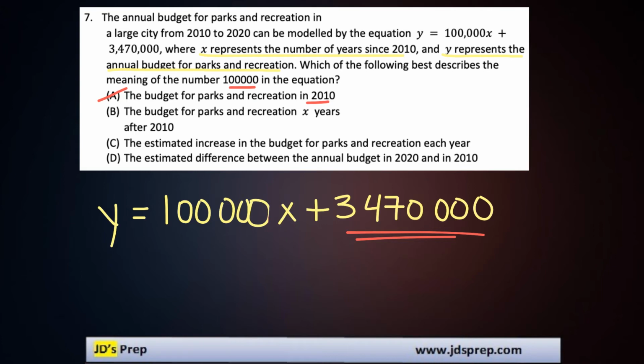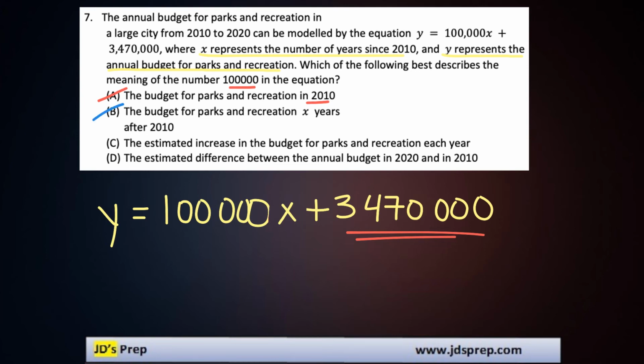Option B states that 100,000 represents the budget x years after 2010. That also doesn't make sense. I mean, for example, if it was, let's say, 5 years after 2010, you would do 100,000 times 5 and then add 3,470,000. Clearly, you're going to get a much bigger budget than 100,000. So that's not going to be it.